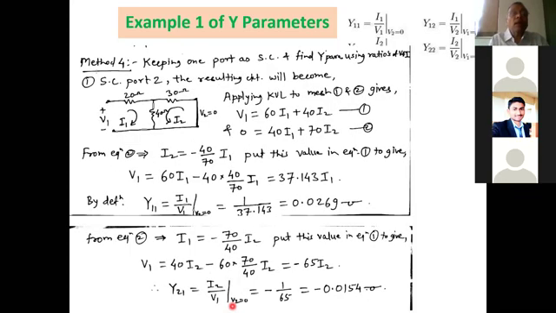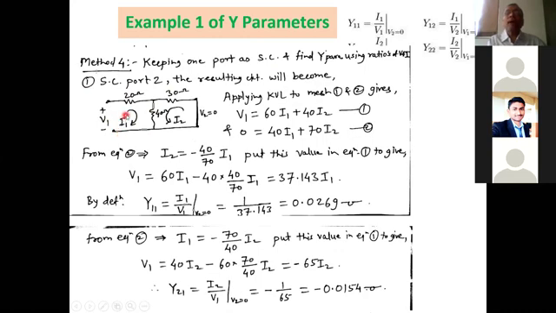Okay, as time is running out, we'll cover fast method number 4: keeping one port as short circuit and finding Y parameters using ratios of voltage and current. So for short circuit, we will take case 1 and 2. First case 1, short circuiting port 2. So we have shorted port 2, which means V2 equal to 0, and V1 we have applied here. Now this is simply a network.